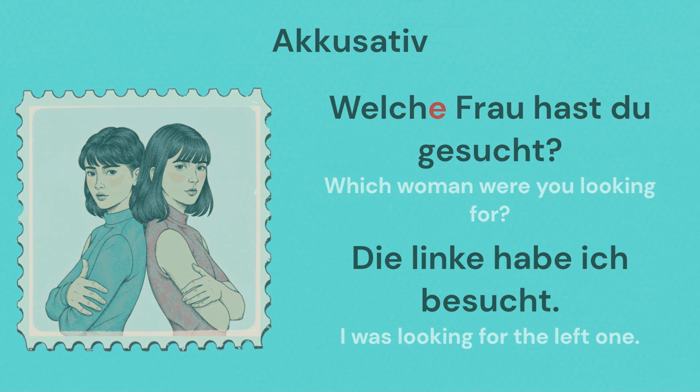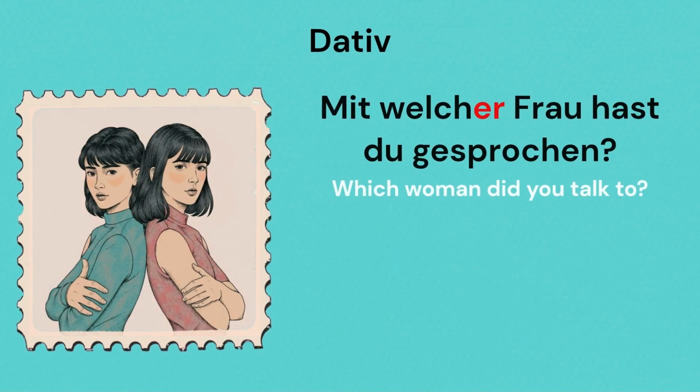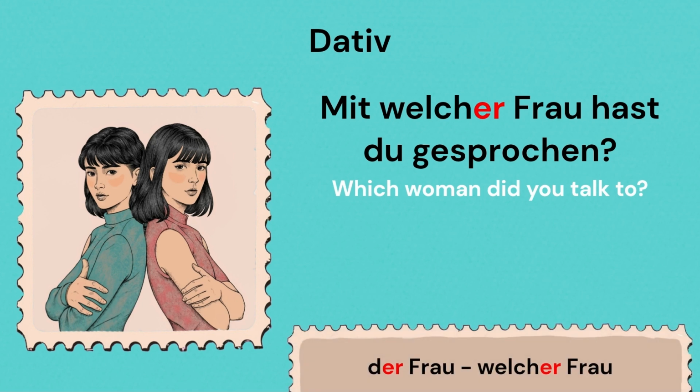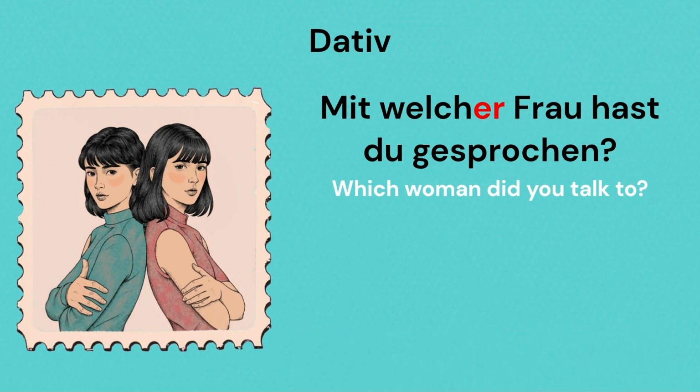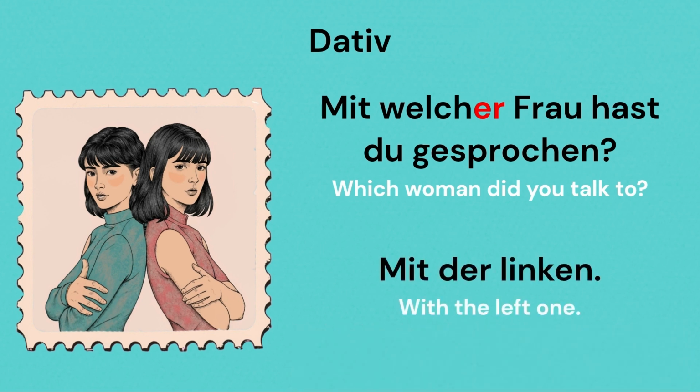Now let's look at the dative case. Mit welcher Frau hast du gesprochen? Oder mit welcher Frau hast du gesprochen? In this case, we are using a dative preposition mit. The feminine article die changes to der in dative. Hence, welch takes the ending er from the dative feminine article der. Mit der linken. Don't forget to use the preposition here.